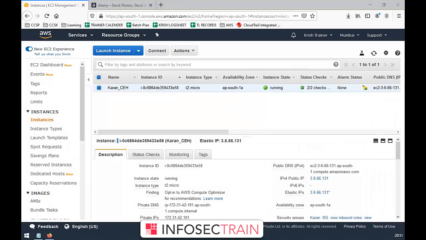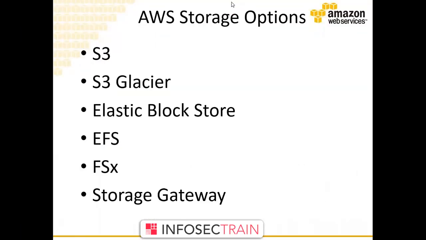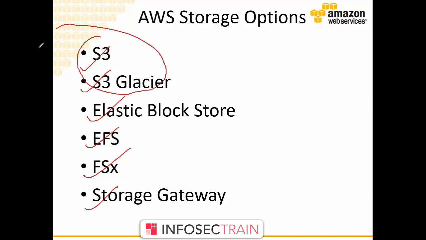Now we'll discuss the hottest part in the thing, which is Amazon S3, Amazon storage options. Give me a second. AWS Storage Options. AWS is offering a lot of storage options, like Amazon S3, Glacier, Elastic Block Store, EFS, FSx, Storage Gateway, a lot of things like that. First of all, I'll give you an overview of all this. Then we will deep dive into Amazon S3. Okay, that's it.